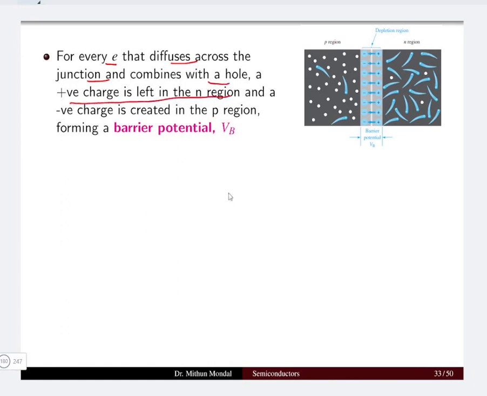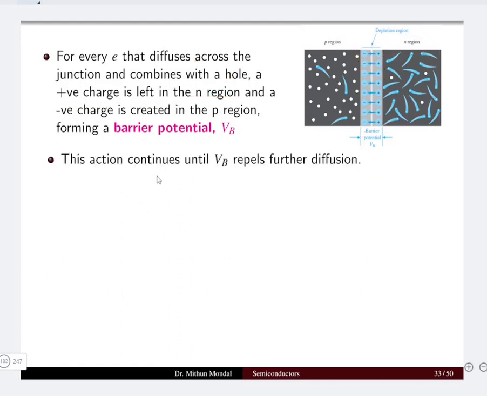Now for every free electron that diffuses across the junction and combines with a hole, a positive charge is left in the N region. So if you see the N region, here we will have the positive charge formation due to the combination of the holes and the electrons, and a negative charge is formed in the P region. Due to separation of these two charges in the P region and N region, we have a barrier potential. This barrier potential is nothing but the potential difference between the P region and the N region at the barrier.